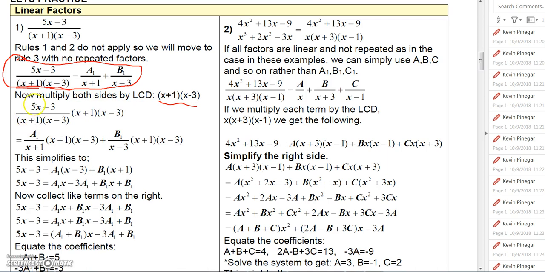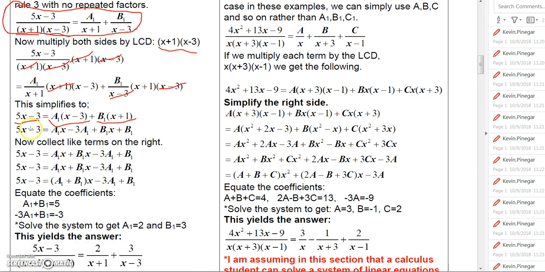So if you multiply on the left by (x + 1)(x - 3), then of course everything's going to cancel, and you're just going to get 5x - 3. Now if you multiply the terms on the right by (x + 1)(x - 3), for the first term the x + 1's cancel, so you get (x - 3) times a1. And for the second term, the x - 3's cancel, and you get b1 times (x + 1). Now actually you could just say a and b, but anyway, let's see what happens here.